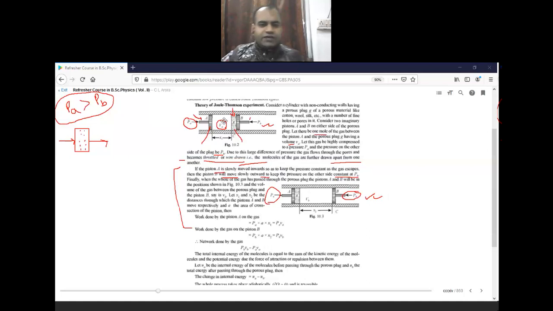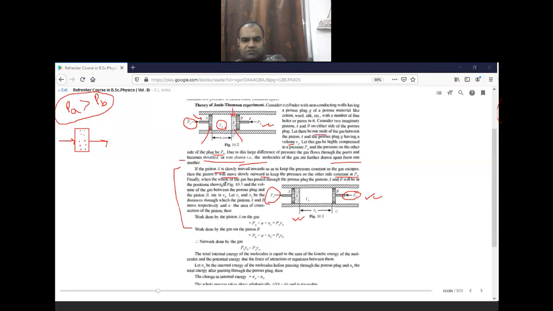Suppose now, finally, when the whole of the gas has passed through the porous plug. Here the gas was between the piston A and the porous plug. And now in this instance, the complete gas has passed through the porous plug, so the piston A is now in touch with the porous plug. Therefore, we can assume a scenario when all the gas has passed through the porous plug, and right now the gas is between the porous plug G and the piston B. So that is what is written.